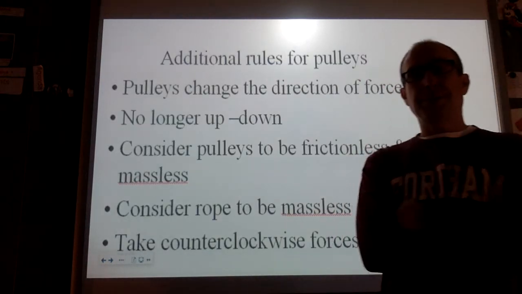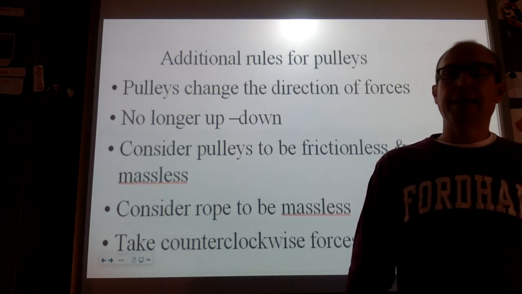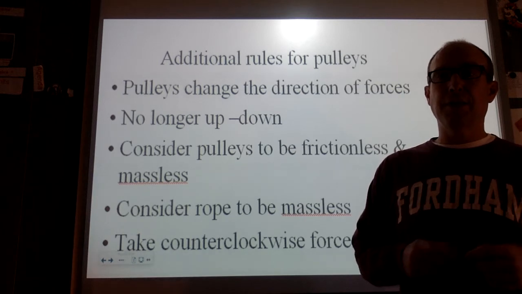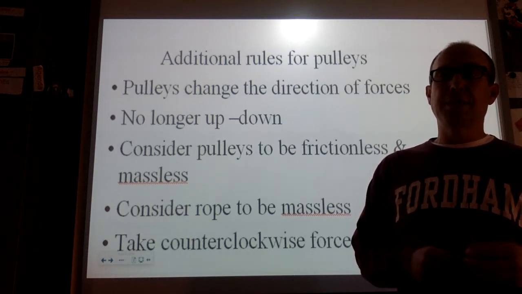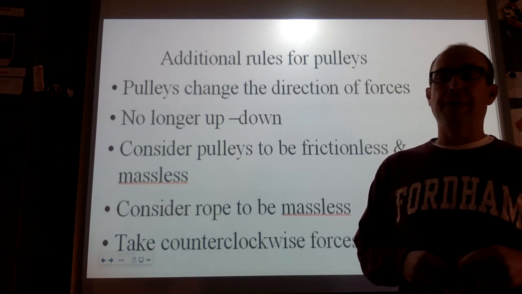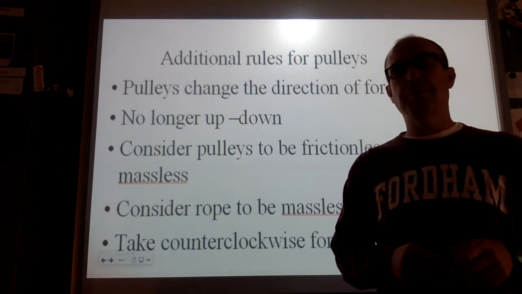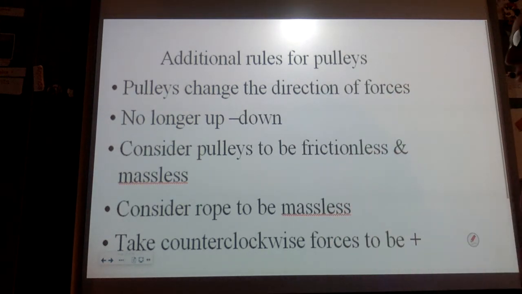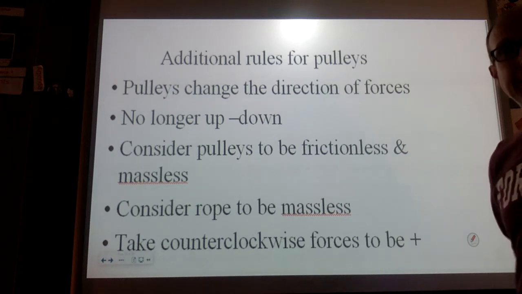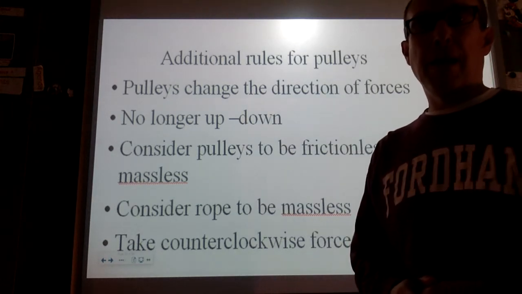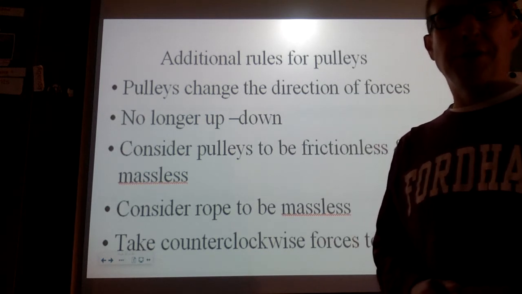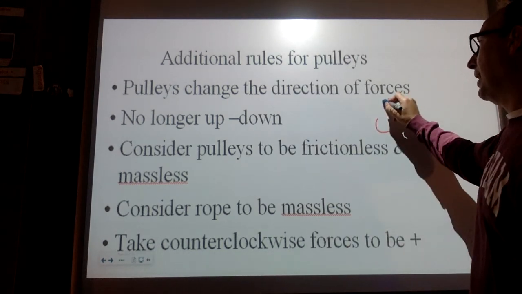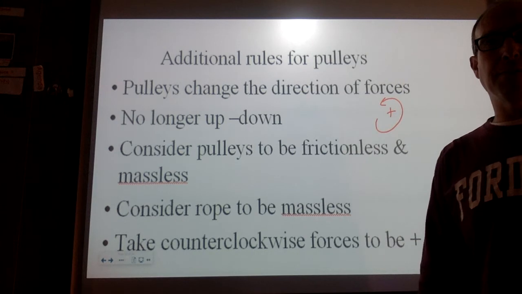All right, so if we have pulleys, it gets a little more complicated. Just like Galileo used inclines to study acceleration, we can use pulleys to study acceleration, because you can really slow down gravity if you have two masses that are real close to each other, pulling on either side of a pulley. But because the pulleys change the direction of the forces, we can't have up minus down or right minus left anymore. And so what we do is we pick a direction to be positive. And it turns out that in physics, we take counterclockwise forces to be positive forces.